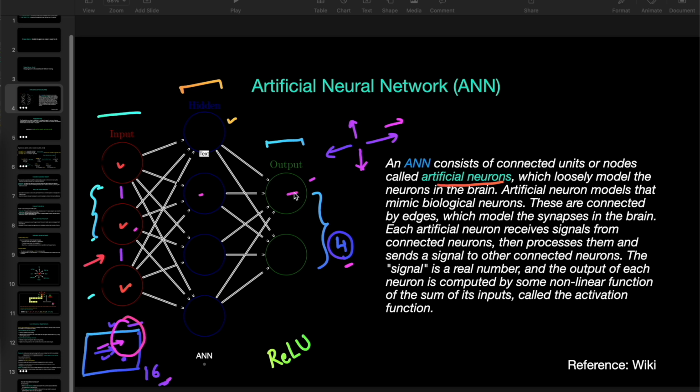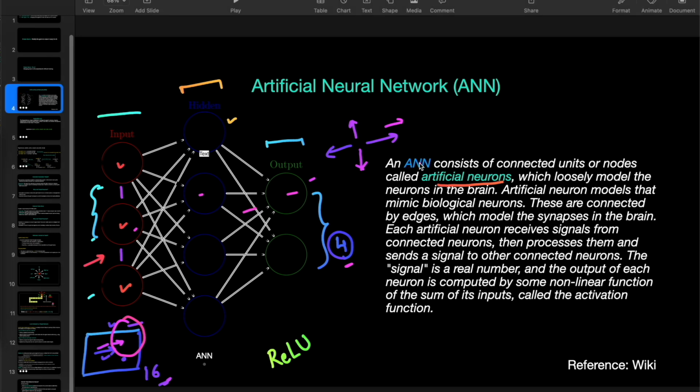And every node in the input layer is connected to every node in the hidden layer, and every hidden node is connected to every output node. These connections have weights which are adjusted during training to minimize the loss and improve the network performance.